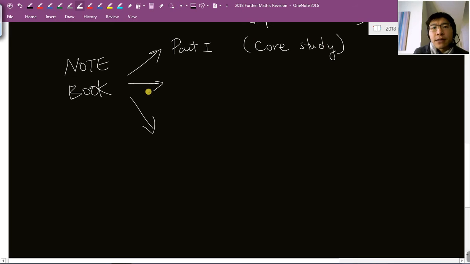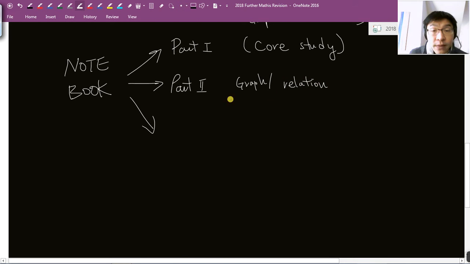For each part, I'll give you an overall notebook. Then once you receive the notebook that I gave you, you can start to prepare, add something into it, and try to prepare your own. The second part I like to do is graph and relations, and part three will be our matrices.